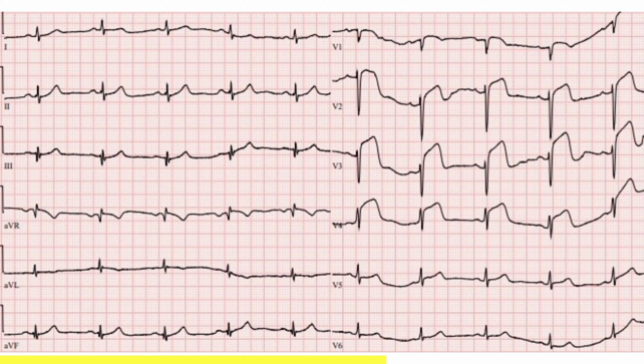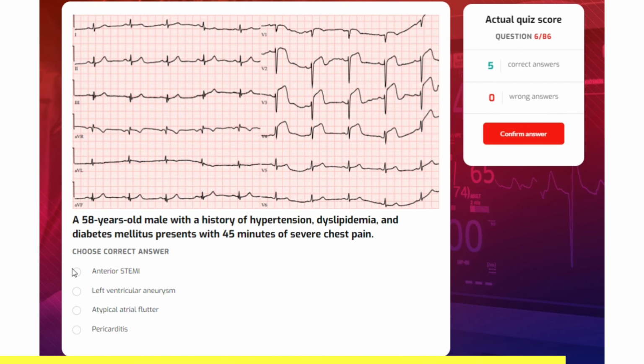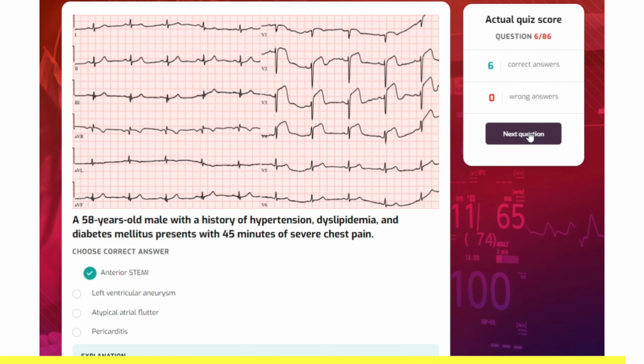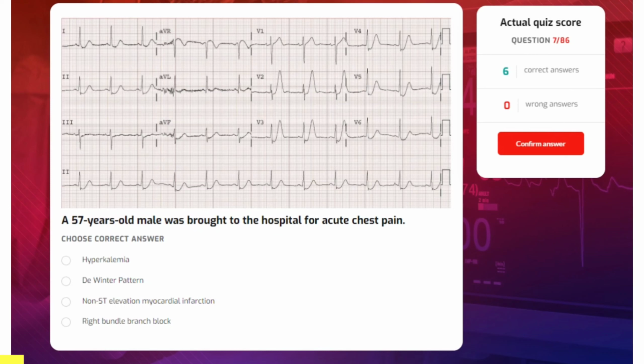As we can see in this ECG, ST elevations in V1 to V4 and also reciprocal ST depressions in inferior leads. Thus, this ECG suggests anterior STEMI, that is given here as the first option. So let's check our answer. It is correct.